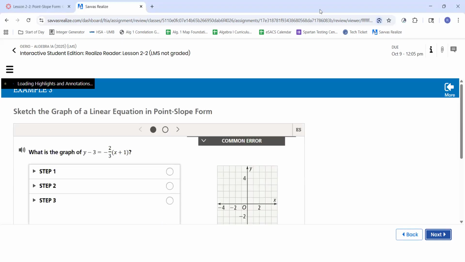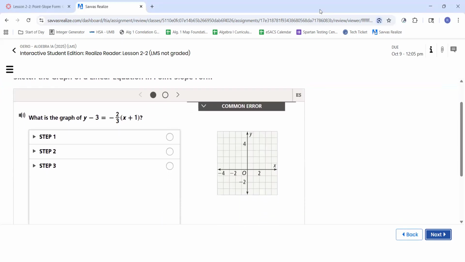Okay, so we're going to sketch a graph of the linear equation. All right, so it's in point slope form. How do I deal with this? It's not quite as easy as slope intercept form, but it's not too bad. The first thing you're going to do is identify the point. Now, a lot of people are going to want to say it's 1, -3.